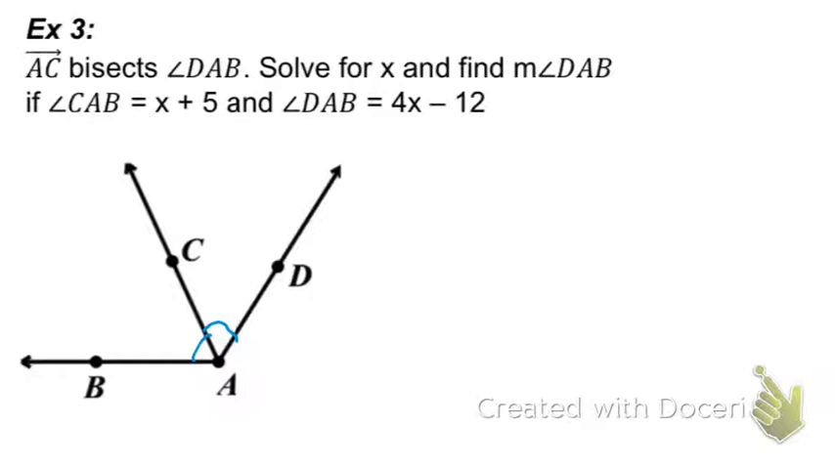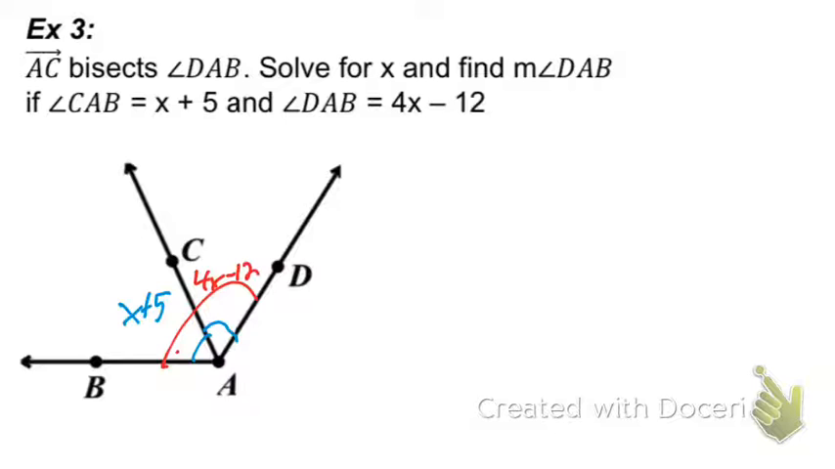Same thing as last time, but this time we know angle CAB is x plus 5. I'll label that. And angle DAB is 4x minus 12. Now, don't be caught off guard. This is not DAC. It's not just the right half of the angle like last time. This time, it's the entire thing. We're saying the entire thing here is 4x minus 12.